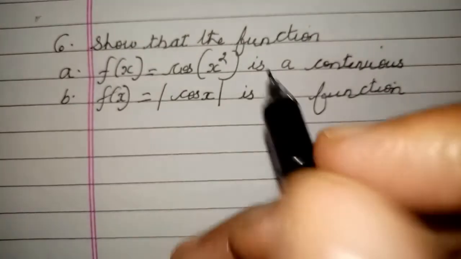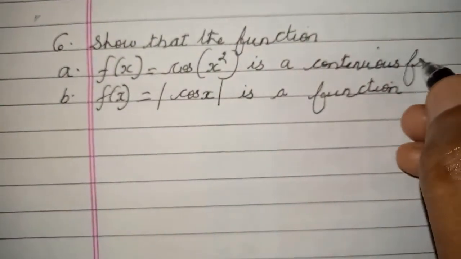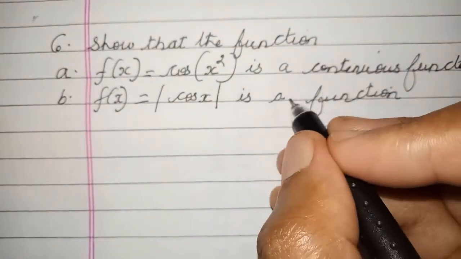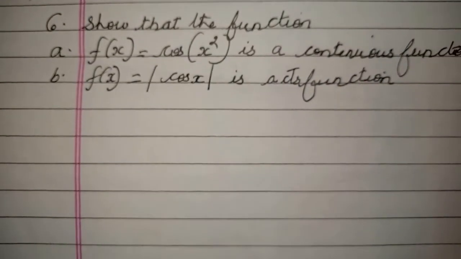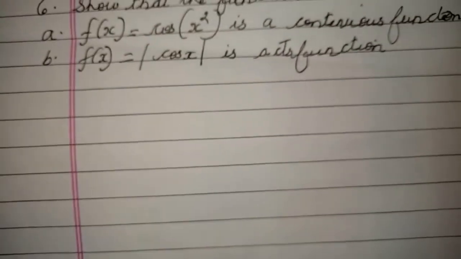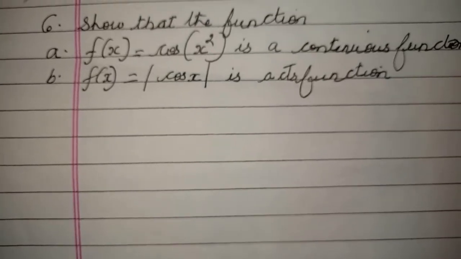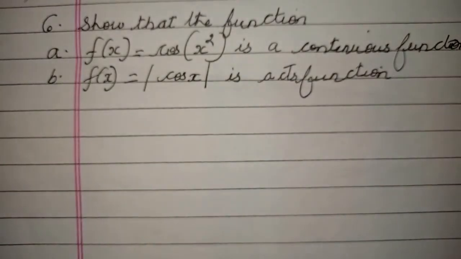Now the next one. Show that the function f of x equals cos of x square is a continuous function. Similarly, show that f of x equals cos of mod of x is a continuous function. If you see the function carefully, children, you will see that these are not your normal trigonometric or polynomial functions. You can see a composition hidden here. If I am able to write the given function as a composition of two other functions, my function will be continuous, because we have learned a result which says that the composition of two continuous functions is continuous.